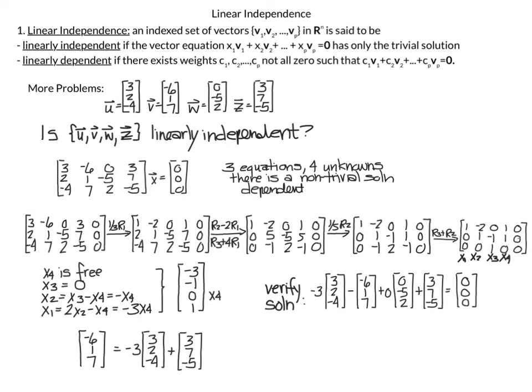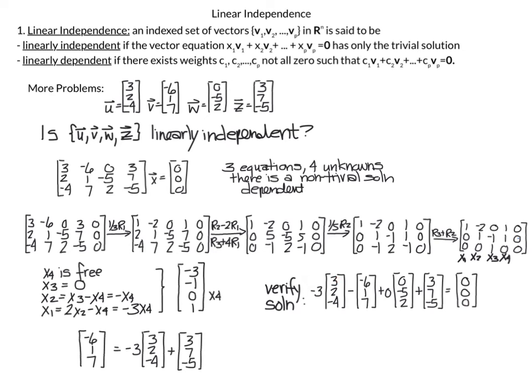So I have negative 3 times my u vector, which is 3, 2, negative 4. My minus 1 times my v vector, which is negative 6, 1, 7. My 0 times my w vector, which is 0, negative 5, 2. And then my 1 times my z vector, which is 3, 7, negative 5. Actually, I don't set it equal to 0, 0, 0. I need to verify it's equal to 0, 0, 0.